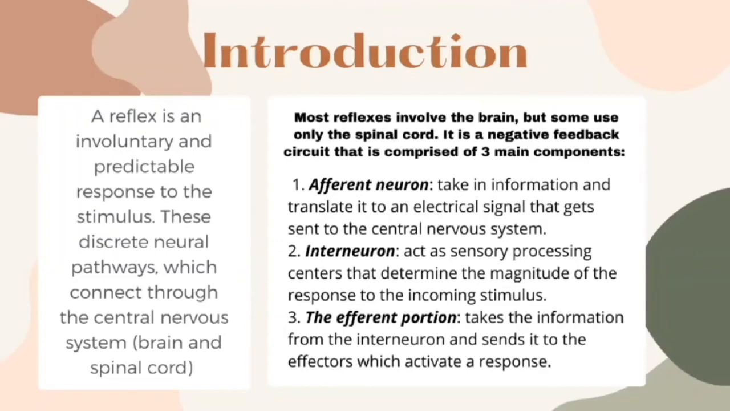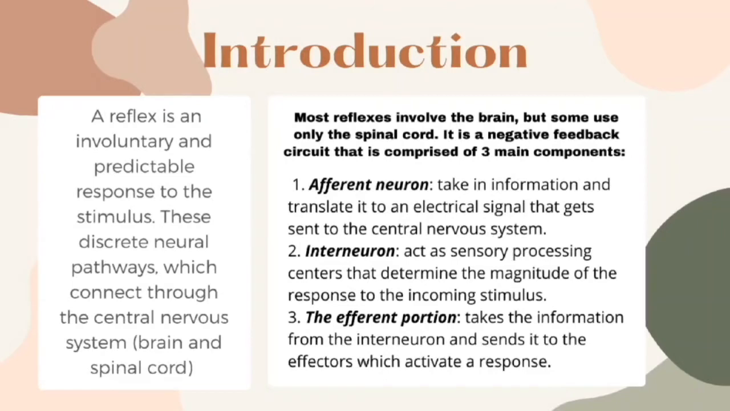It is a negative feedback circuit that is comprised of three main components. The first component is the afferent neuron. These neurons take in information and translate it to an electrical signal that gets sent to the central nervous system.